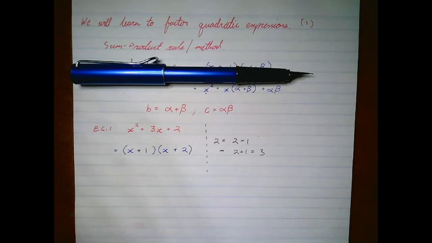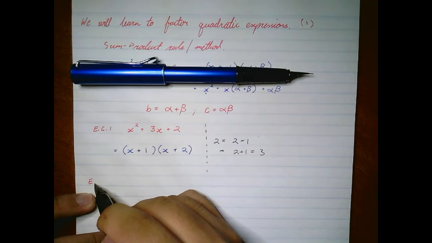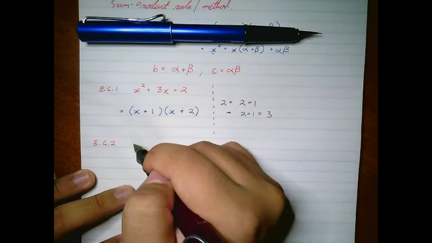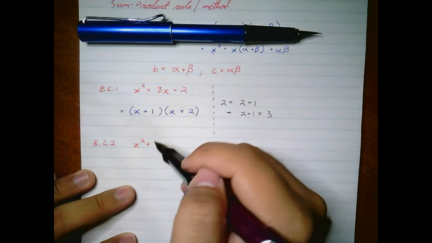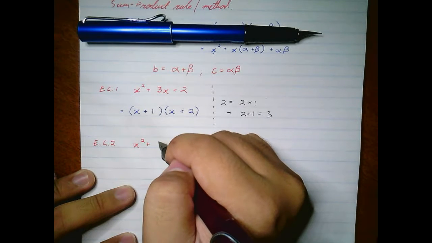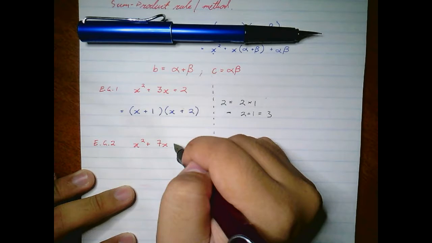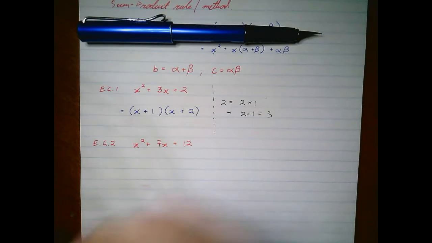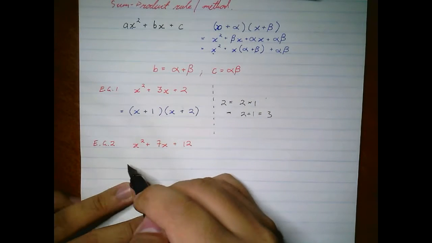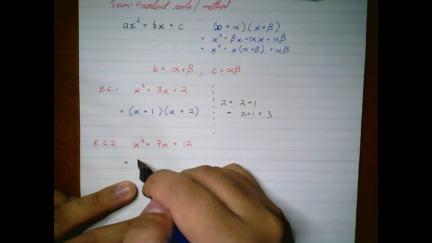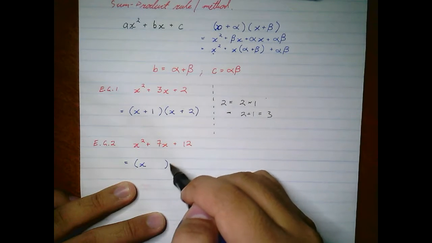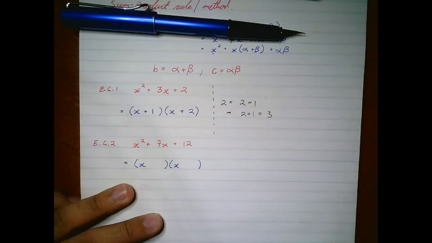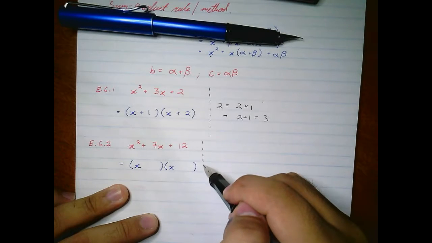I'll give another example of that. Example 2. For this example, we'll have x squared plus 7x plus 12. Okay, so we know that this is going to factorize into x like this and x like this. So we need two numbers. So I'm going to draw a little thing on the side here.